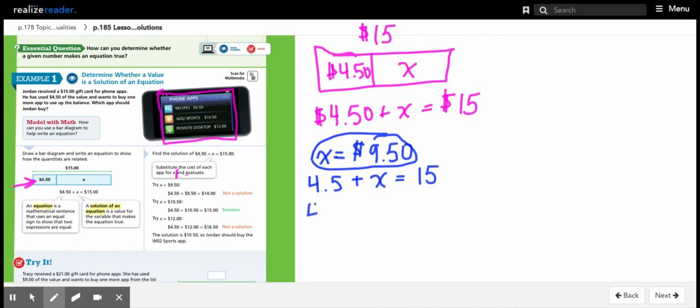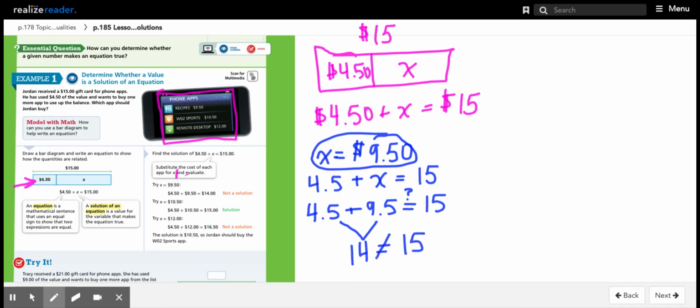So let's plug it in. 4.5 plus 9.5. We're saying, does that equal 15? Can he use up the rest of his money if he buys the recipes app? Well, let's get our calculators and add up the left side of the equals sign, because we want to see if the left part of the equation equals the right part of the equation. So 4.5 plus 9.5 is equal to $14. Well, is 14 equal to 15?